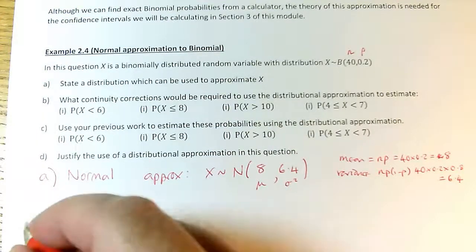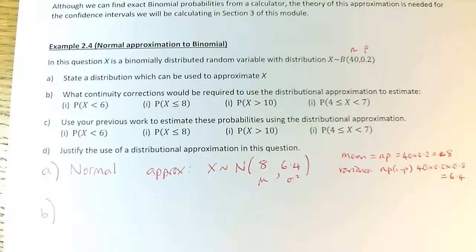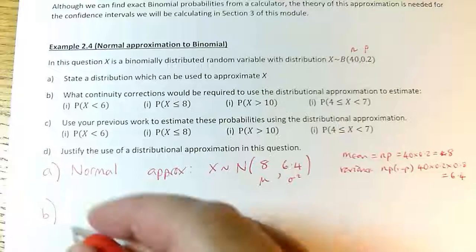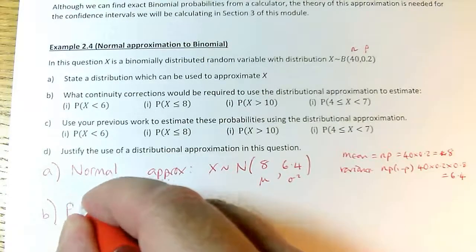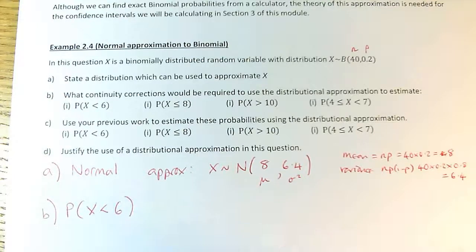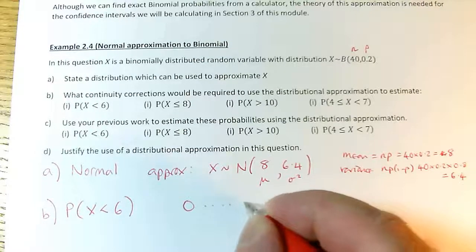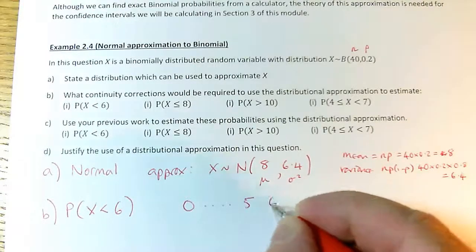That's fine. All right, part B. Part B is just saying, okay, let's not work out any probabilities yet. Let's think about what we'd have to do for the probability of x being less than 6. For a binomial, if you were going to use this on your calculator, you'd have to say a binomial could be 0. The values we're interested in near 6 are 5, 6, 7.